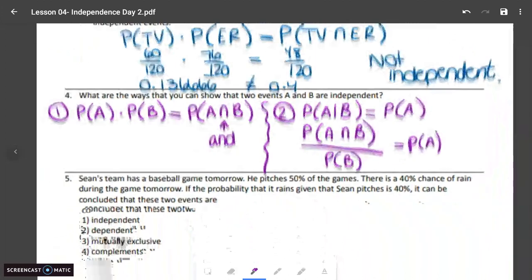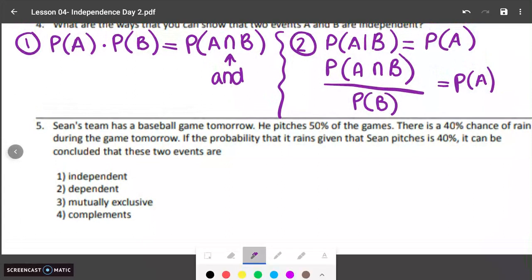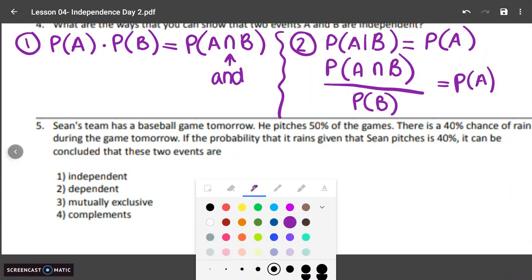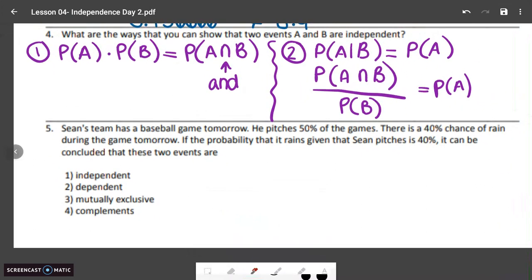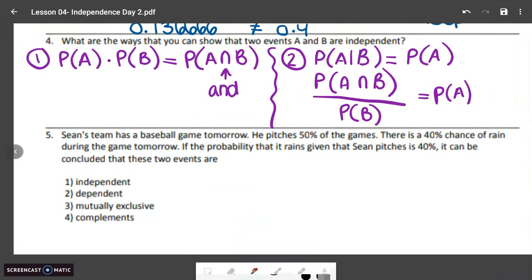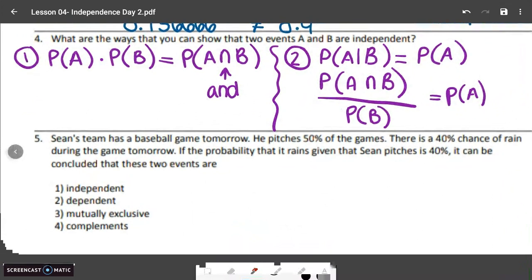One last idea for us here is if we have Sean's team has a baseball game tomorrow, he pitches 50% of the games, there is a 40% chance of rain during the game tomorrow. If the probability that it rains, given that Sean pitches, is 40%, it can be concluded that these 2 events are blank.